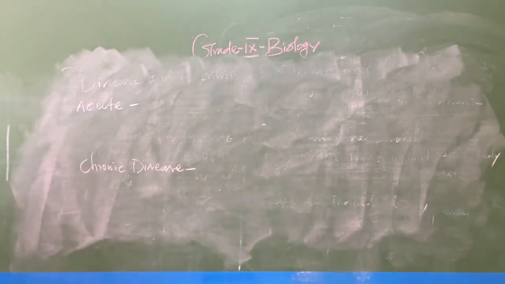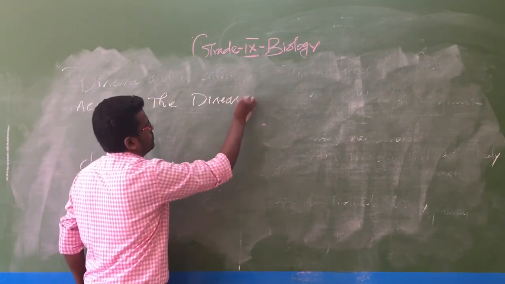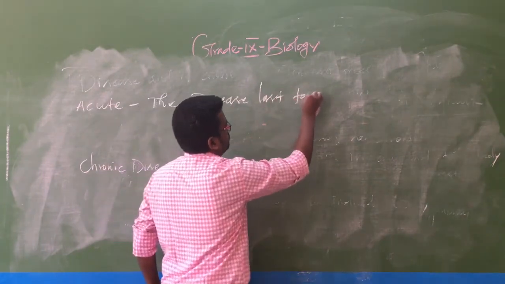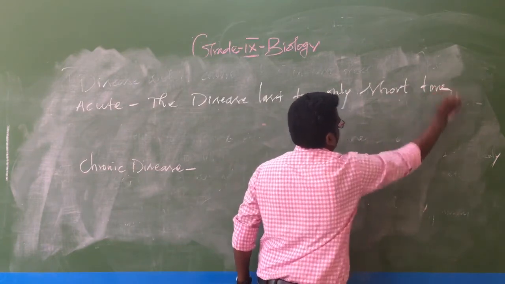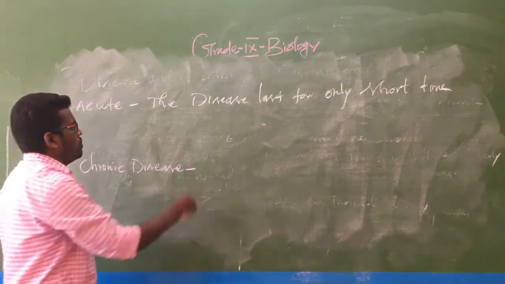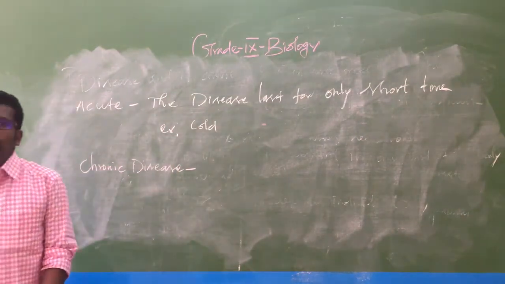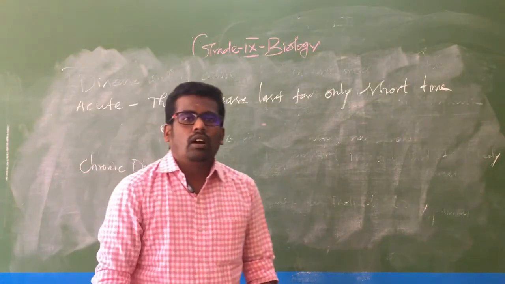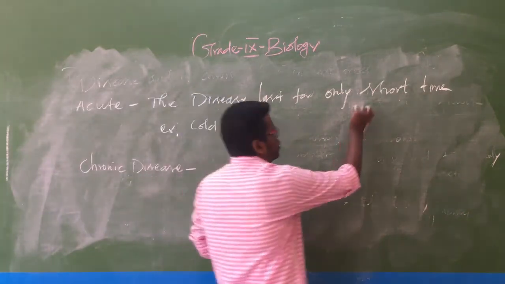Acute and chronic disease. What is acute disease? The disease lasts for only a very short time. The disease may come, but only for a short time. Example, common cold. Only for a few days we feel the common cold, and after a few days we recover. So a disease that lasts for only a short time is called acute disease.